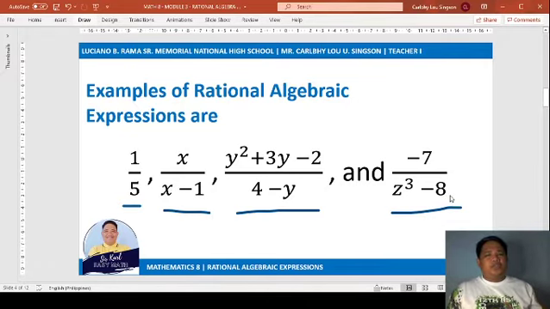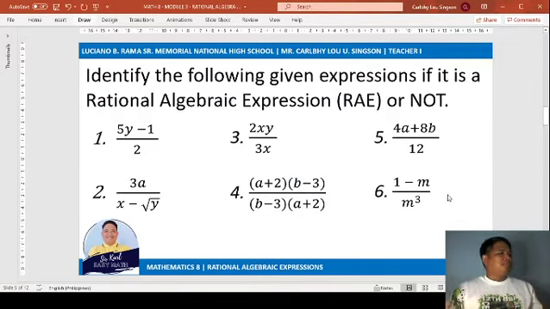The first thing that you need to consider is that the numerator and the denominator should be polynomials. That's one thing to consider. Second, the denominator should not be equal to 0. You understand? So now, let's try to identify whether the following given expressions are rational algebraic expressions. We're going to put RAE, short for rational algebraic expression, or mark it if it is not.